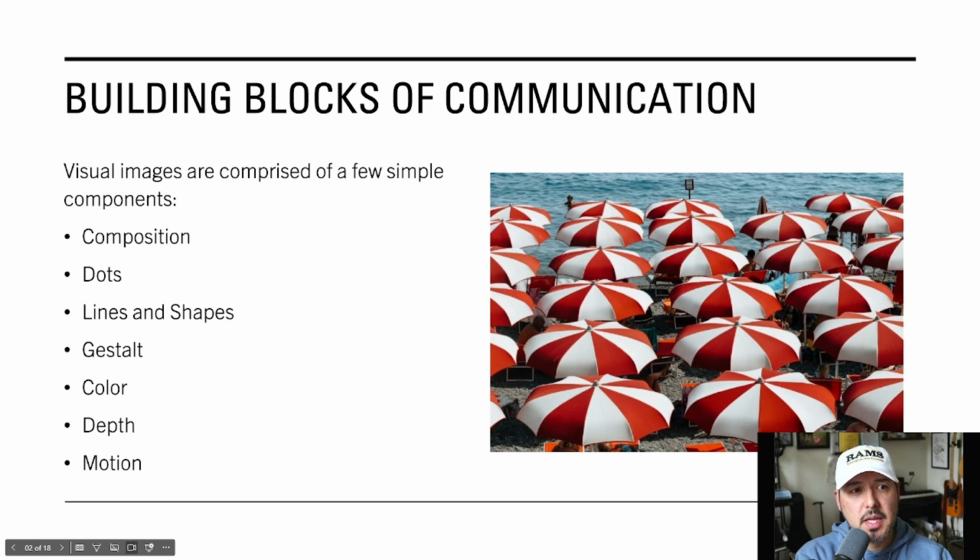So the building blocks of communication, visual images, they're really, even the most complex images are comprised of a few really simple components. Number one is the composition of how an image is set up. And then within that we have things like dots, lines, and shapes. Everything is a dot, a line, or a shape, everything. They might not be a normal shape that we think of, a square, perfect rectangle, perfect circle, whatever it might be. But every single thing is a dot, a line, or a shape that we perceive.